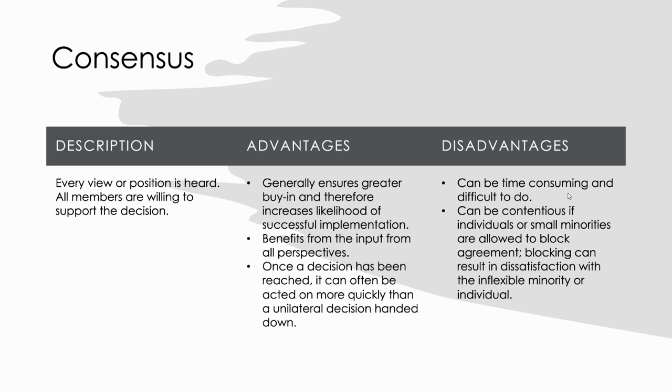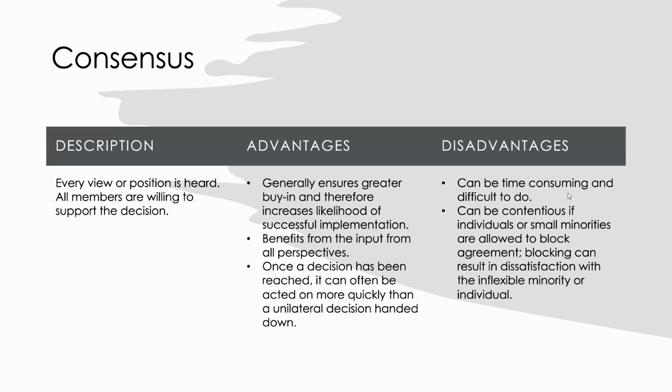So, of course, one decision-making process is consensus, that we make decisions by consensus. This means that every view or position is heard. All members are willing to support the decision. So some advantages of deciding by consensus is that generally it's going to ensure greater buy-in and therefore increase the likelihood of successful implementation. Another advantage is that it benefits from the input of all perspectives. So we're hearing everybody's voice and everybody is being heard. Once a decision has been reached, it can often be acted upon more quickly than if something is unilaterally decided or handed down.